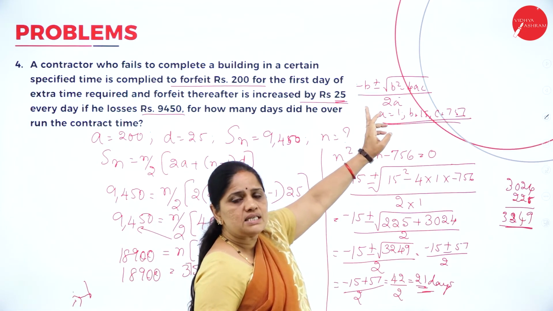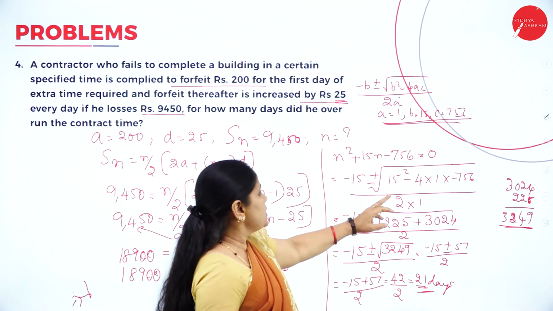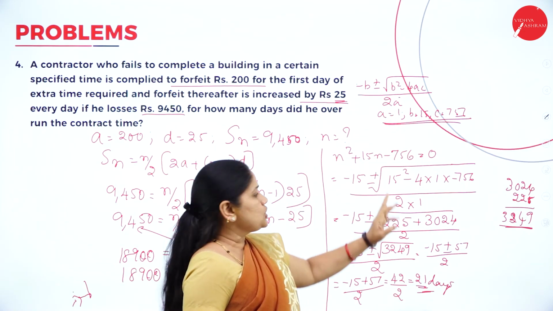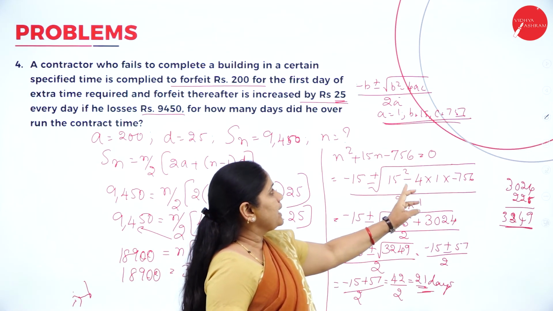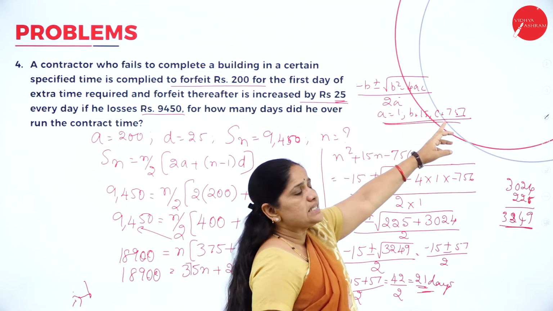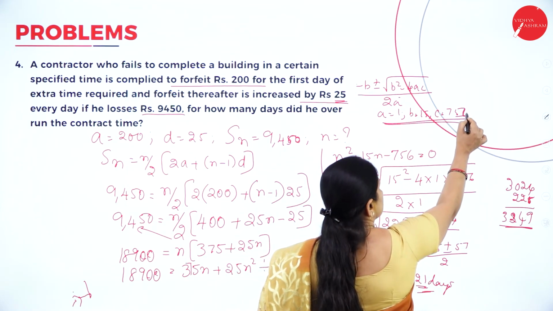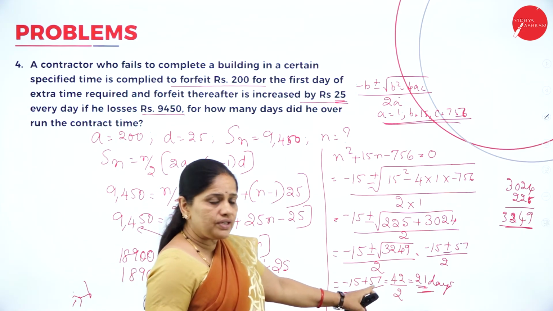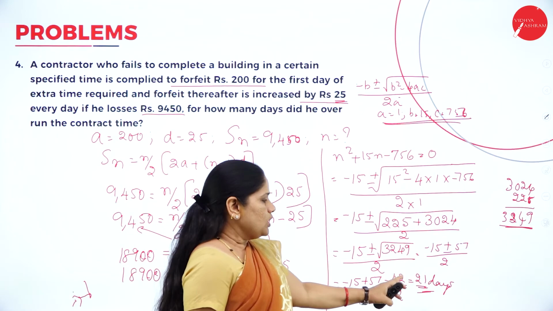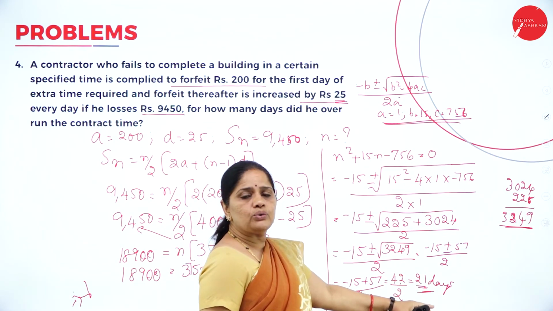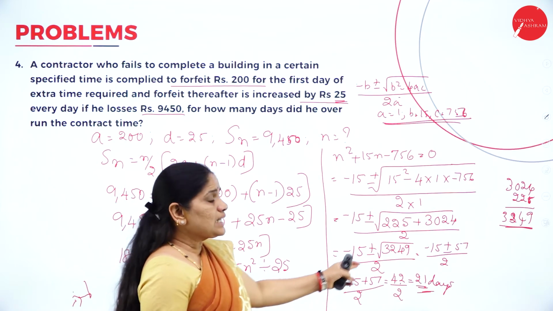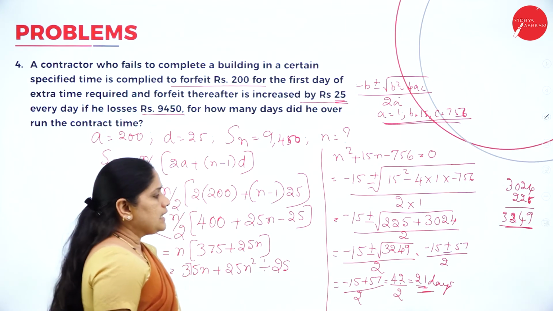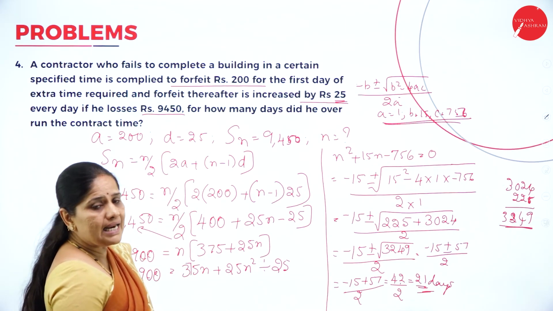So I use the formula method of solving this equation. So minus b plus or minus root of b square minus 4ac divided by 2a. So minus 15 plus or minus, so a equals 1, b equals 15, c equals 756. So when I substitute the values here, I get minus 15 plus 57 divided by 2. So that comes up to 42 by 2, that is 21 days. So I don't consider the negative sign because n cannot be negative. So n is equal to 21 days is the right answer.